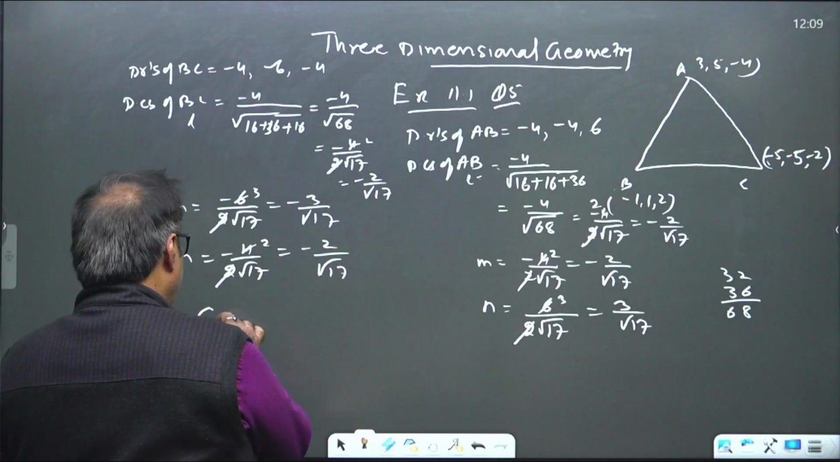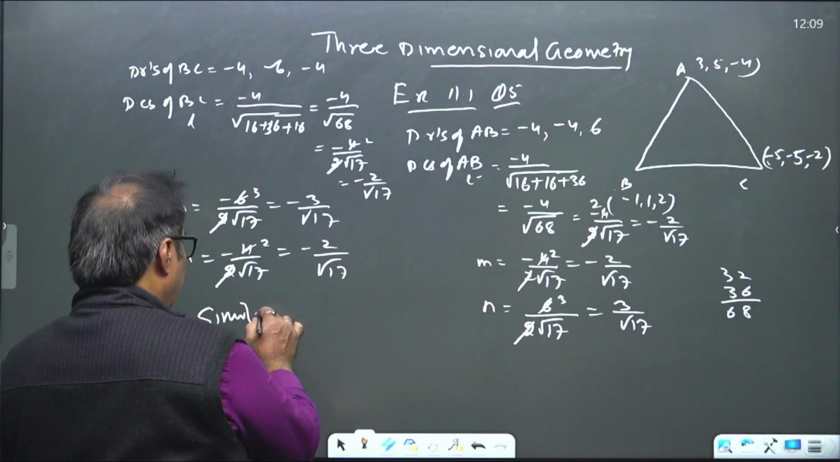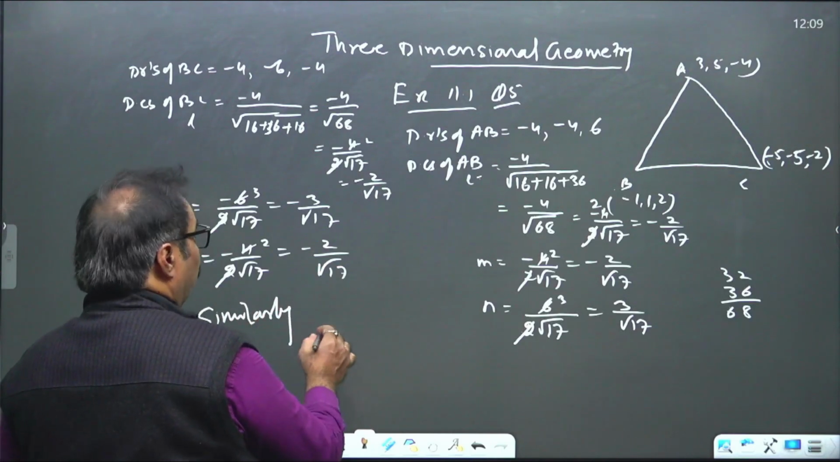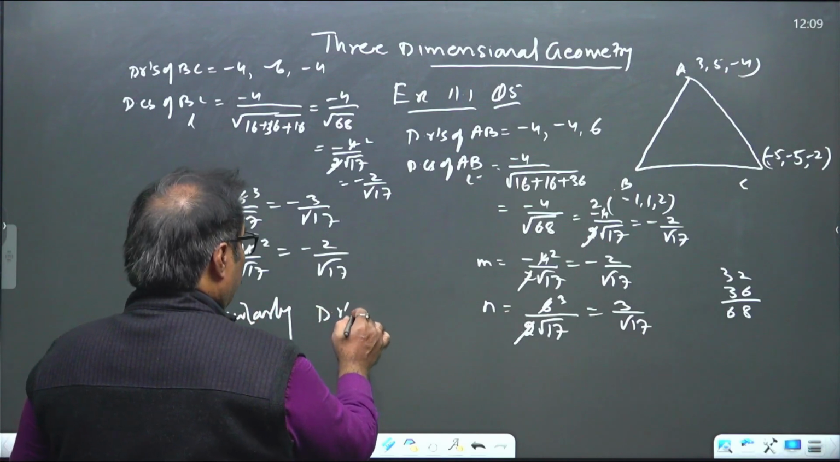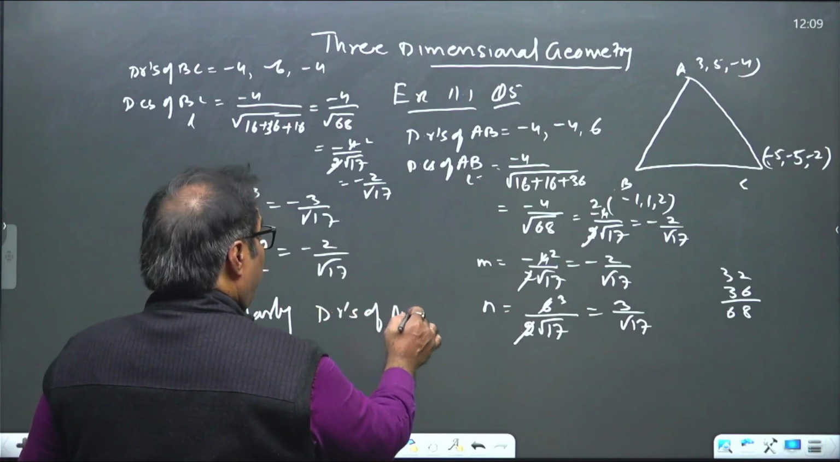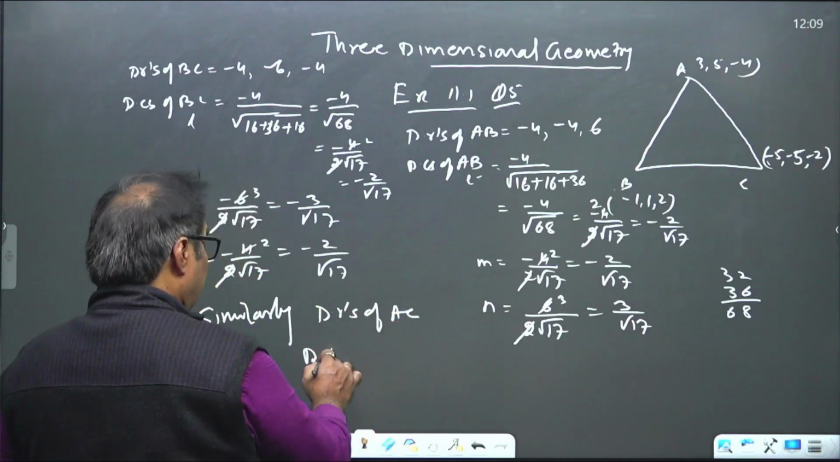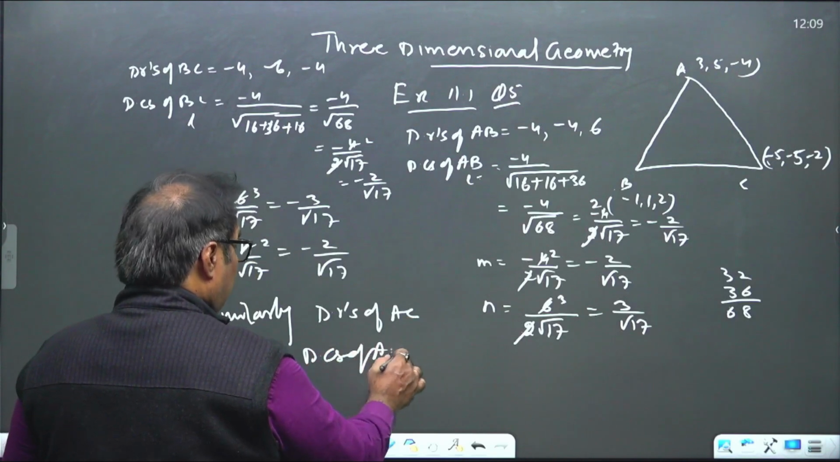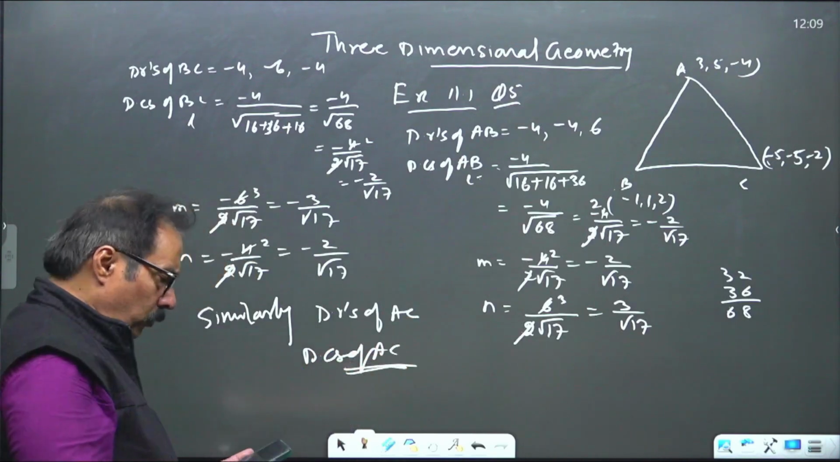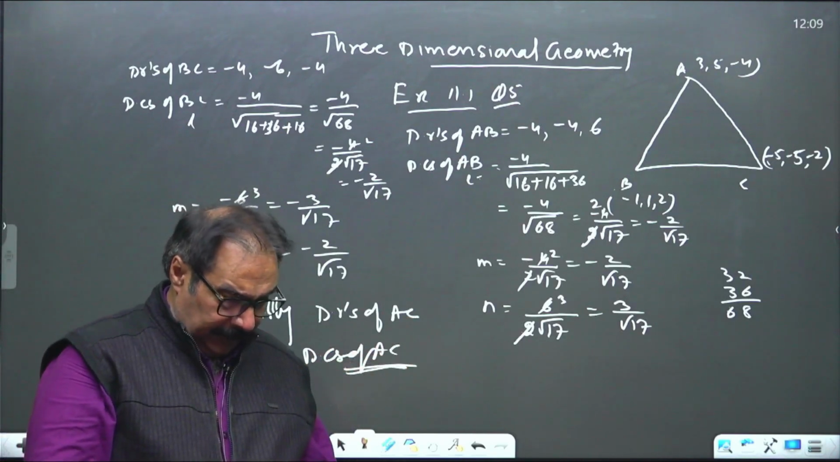Similarly, you can find the direction ratios of AC and then the direction cosines of AC. So this part I am leaving for you. Please complete it.